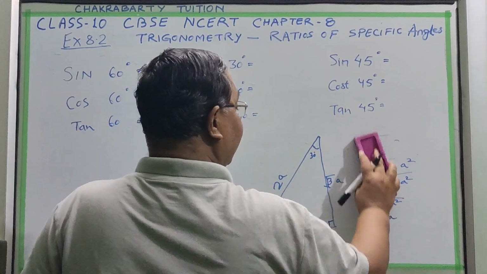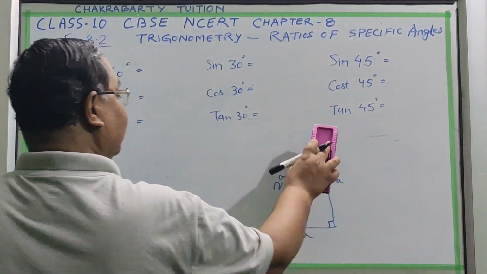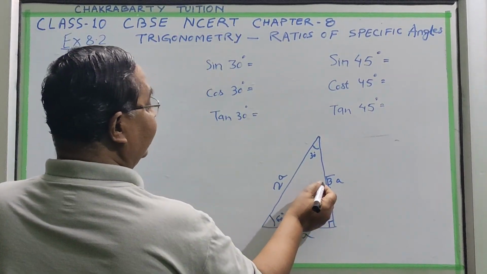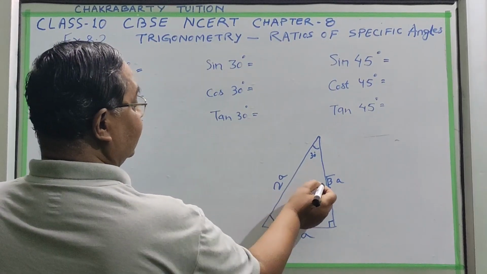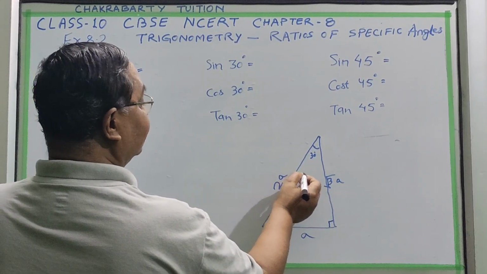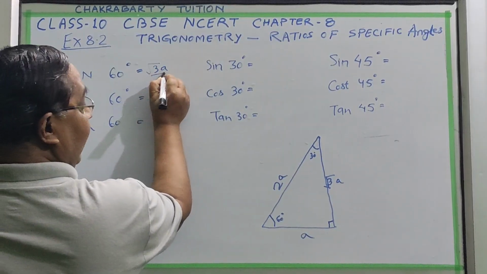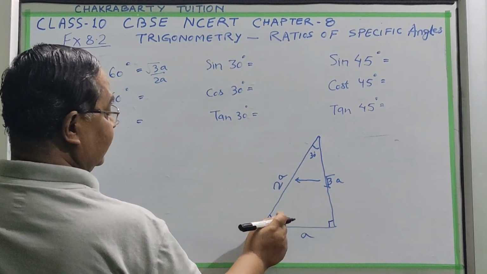Now every time you need not do this. So suppose we want to write sine 60 degree. From here we will write the relationship: under root 3A upon 2A. This is your sine 60 degree.